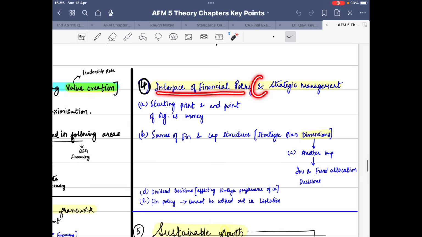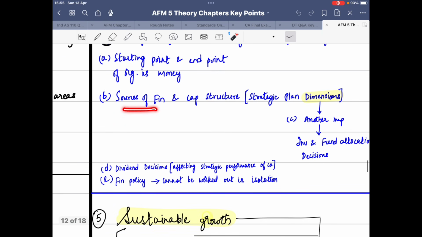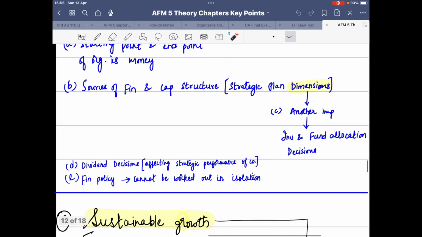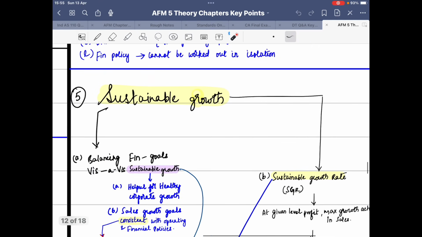Interface of financial policy and strategic management. Starting point and end point of an organization is money. Sources of finance and capital structure. Strategic plan dimensions, and another important aspect of these dimensions are investment and fund allocation decisions, dividend decisions affecting strategic performance of company. Financial policy cannot be worked out in isolation.